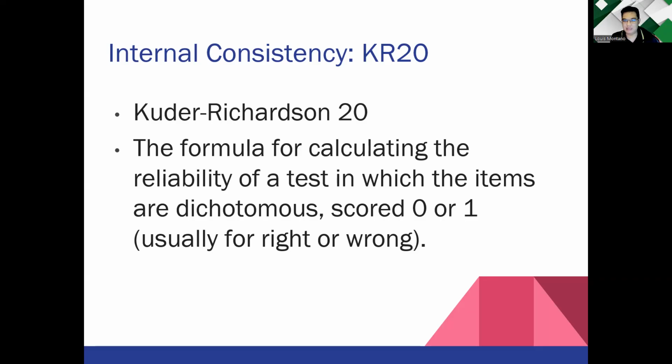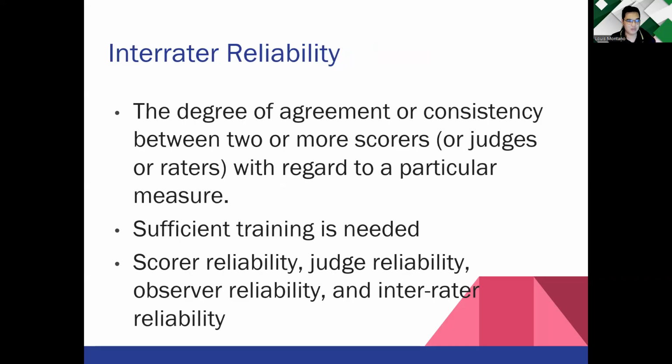Alright? And finally, so lahat ito, no, split half, Cronbach alpha, KR20, all of them are under internal consistency. And finally, the last method of estimating reliability, medyo advanced ito, is what we call the Interrater Reliability. It is the degree of agreement or consistency between two or more scorers, judges, or raters with regard to a particular measure. Okay? So say for example, ginagamit itong reliability method na ito, or yung Interrater Reliability, if we're dealing with tests in which kailangan merong observer and the observer is rating somebody else.